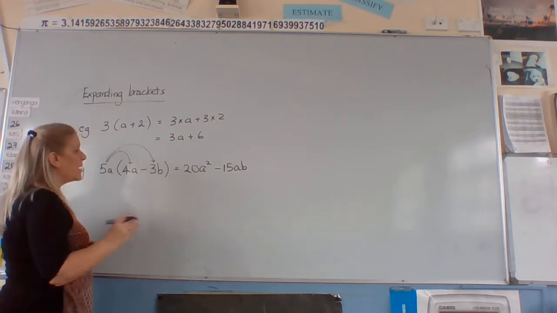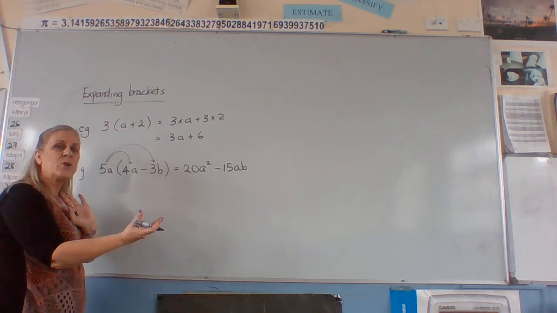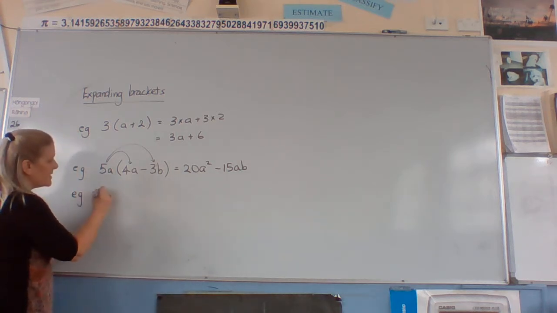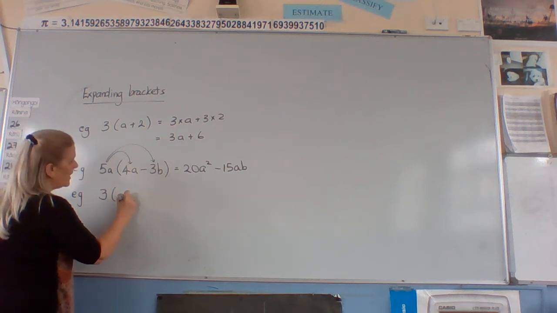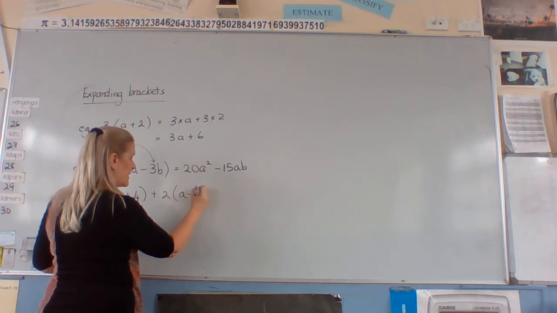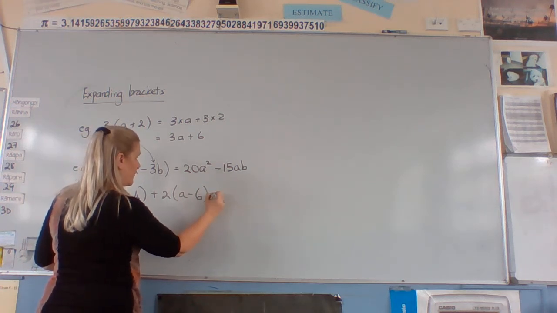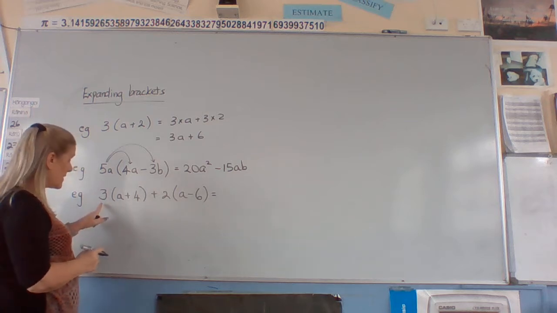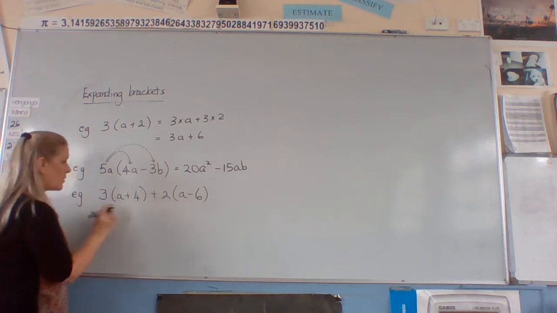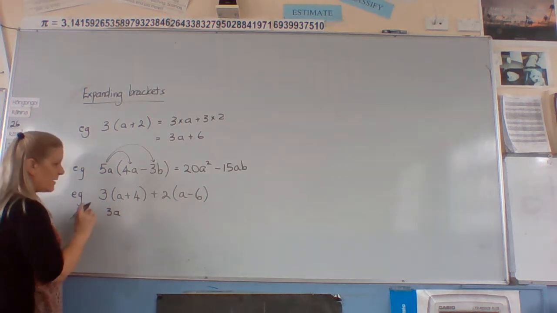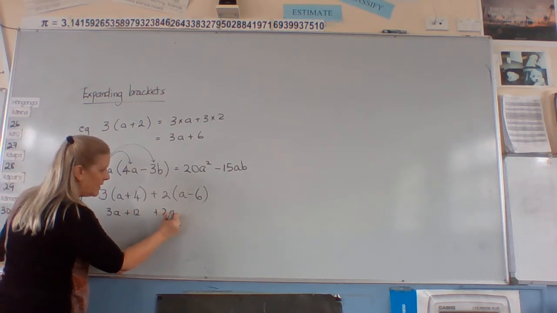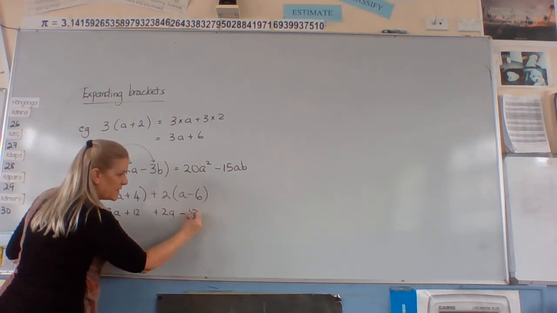Where the tricky part comes in expanding brackets is when they want you to expand 2 and simplify. So what we're looking at is something like this. 3(A plus 4) plus 2(A minus 6). All right, so if we multiply this out, I'm going to write it underneath so you can see it actually. So 3A, 3 times 4 is 12. 2 times A is 2A. 2 times a negative 6 is a negative 12.